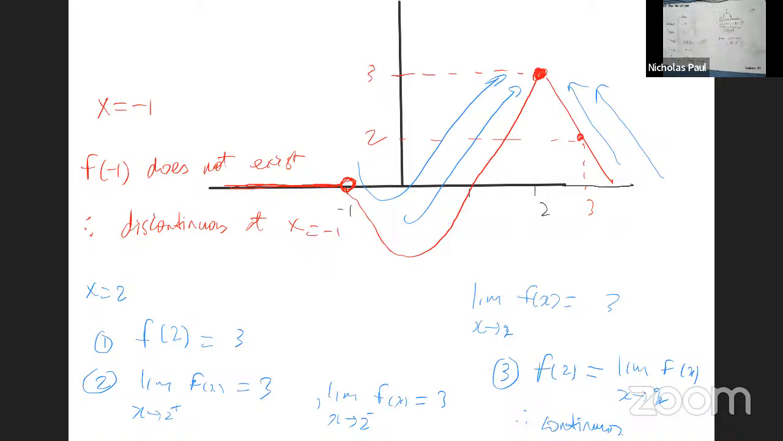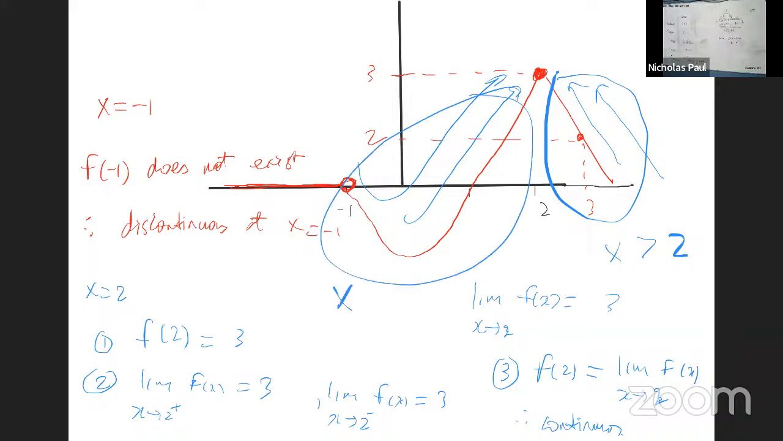Everything on the right hand side there is what? X is more than 2. And everything on the left side here, x is less than 2. So whenever you're approaching from the right, you look for the more than. Whenever you're approaching from the left, you look for the less than. So that way you don't have to draw it. And you just plug in 2. Watch it here and see.